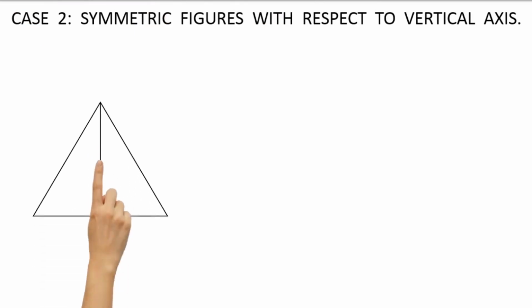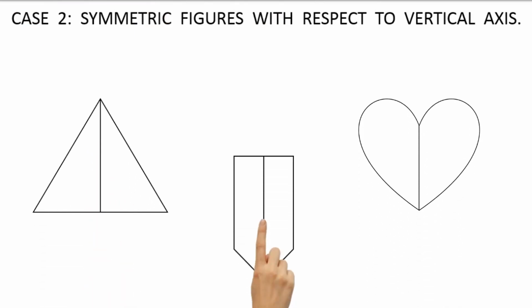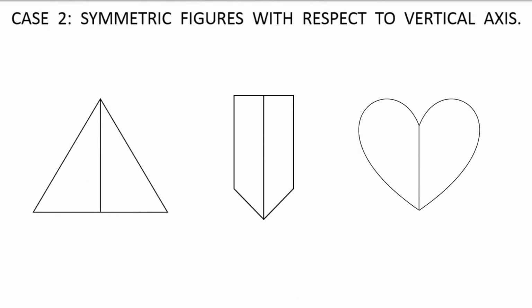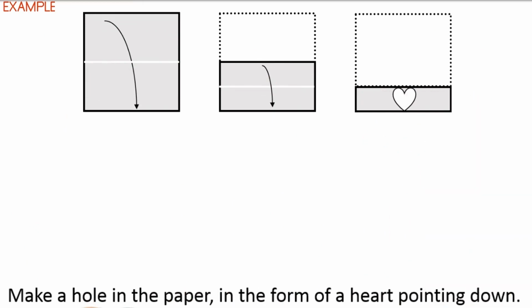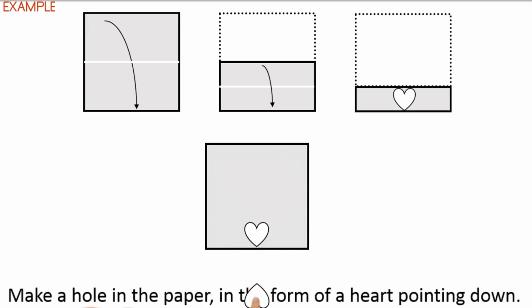Case 2. Symmetric figures with respect to vertical axis. Example. Make a hole in the paper, in the form of a heart pointing down. Pay attention. This heart is symmetric with respect to the vertical axis. So, the first time the sheet is unfolded, the heart is flipped vertically. The second time the sheet is unfolded, both hearts are flipped vertically on the top side of the sheet.